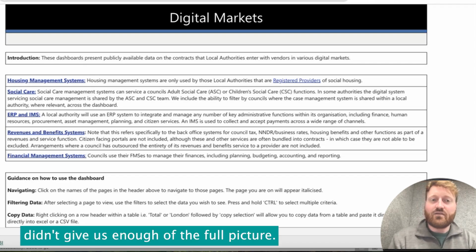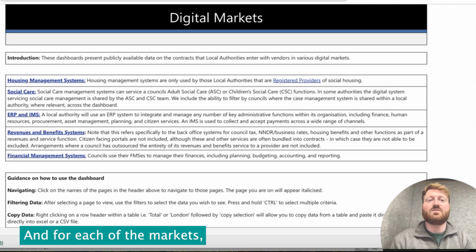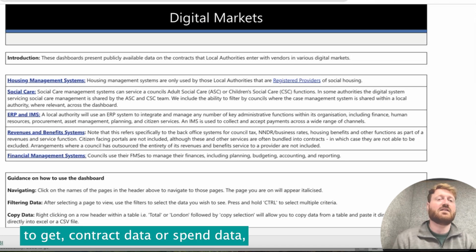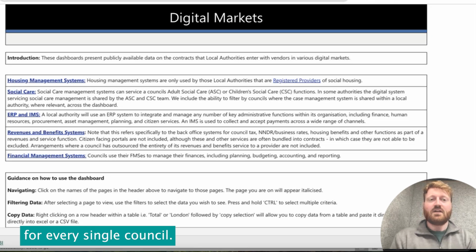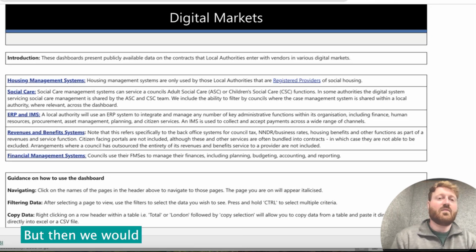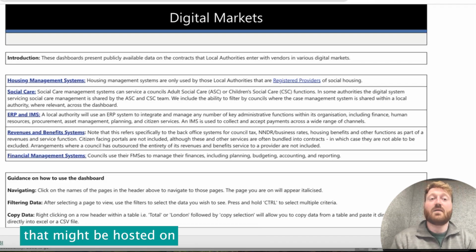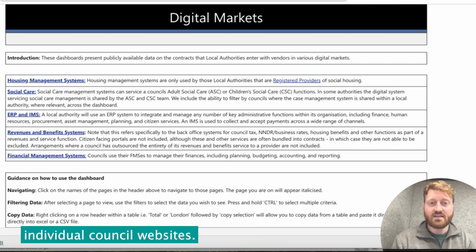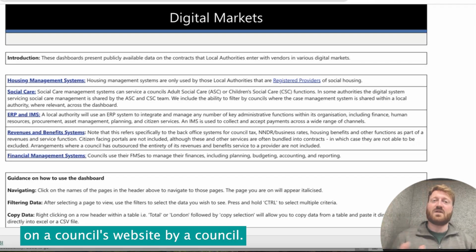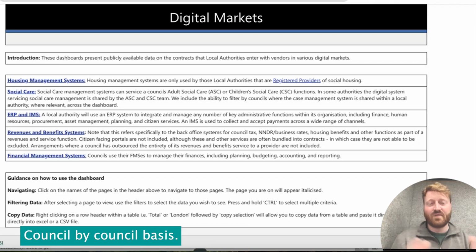Usually that didn't give us enough of the full picture, and for each of the markets we tried our best to get contract data or spend data for every single council. So we use that as a starting point, but then we would usually have to build on it. So we would then look at things like contract registers that might be hosted on individual council websites. Those might be published on a council's website by a council by council basis.